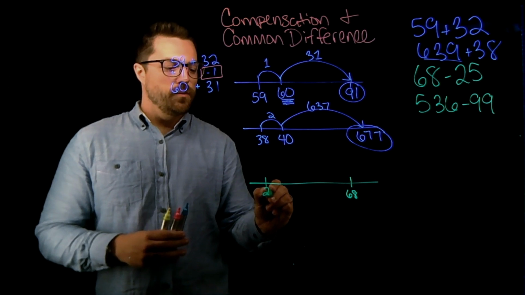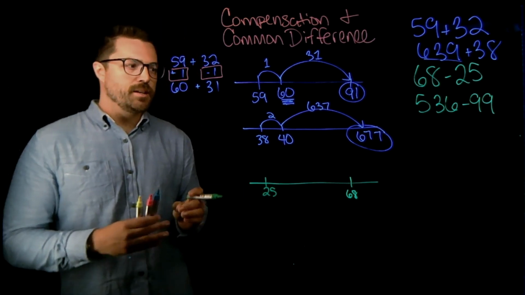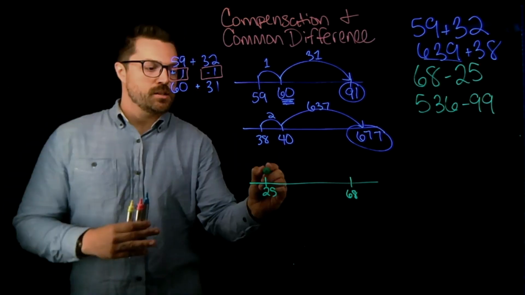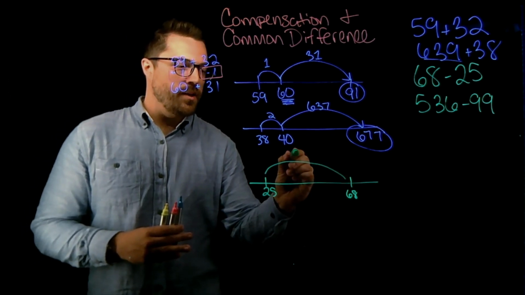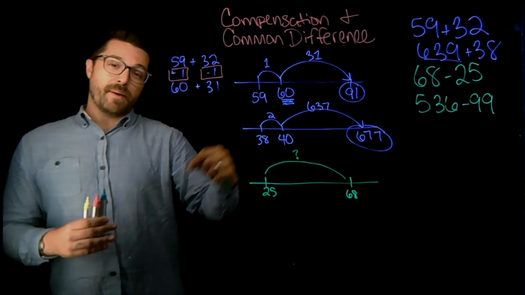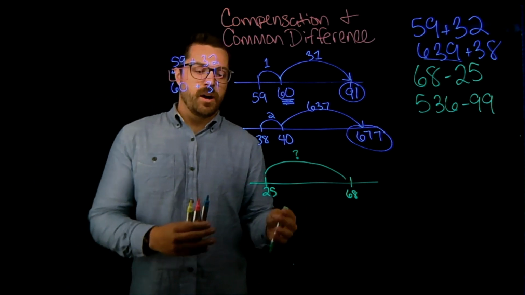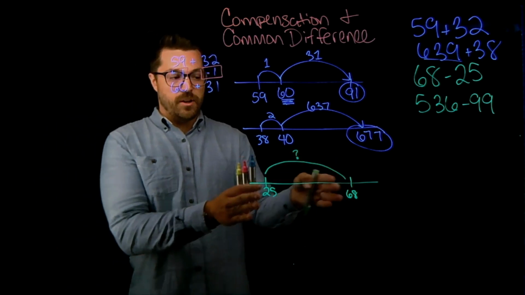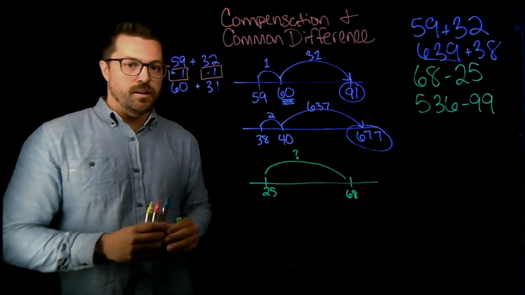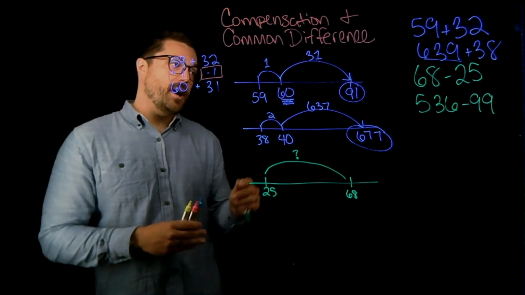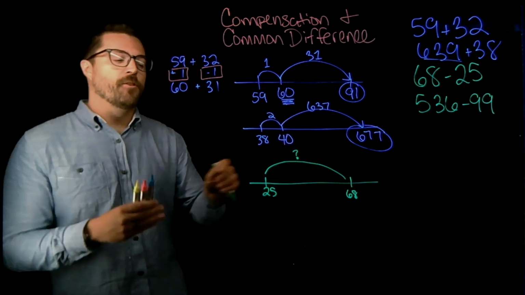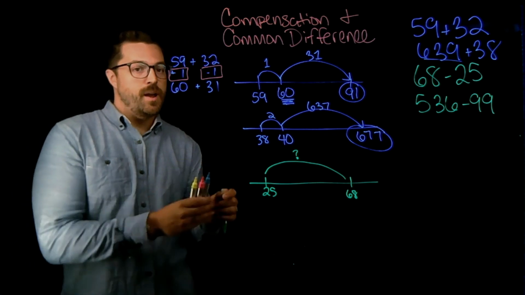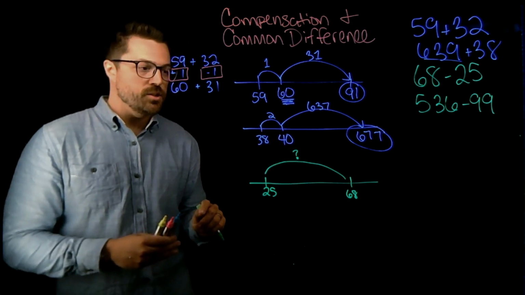getting to 25. So we're thinking about subtraction as the difference between these two numbers. Rather than thinking about jumping back 25, we're thinking about what's the distance, what's the difference between 68 and 25. That understanding of subtraction is really important for understanding this strategy. So once we have that understanding, we can use this strategy.